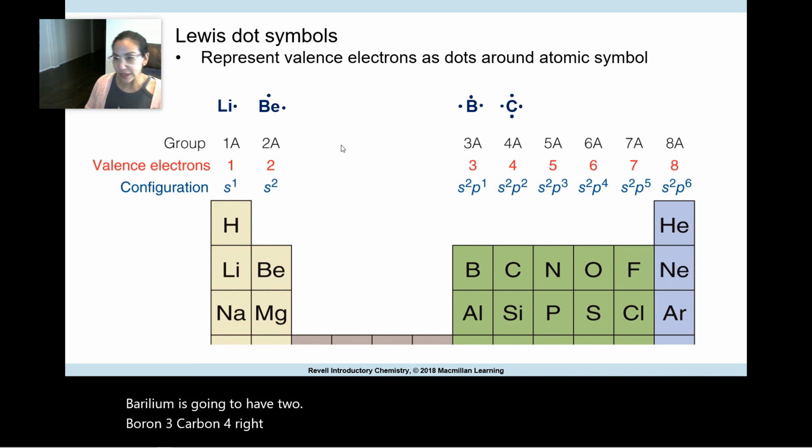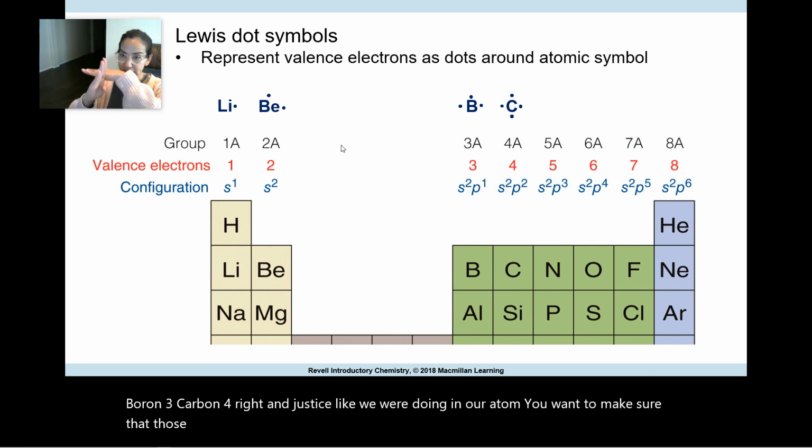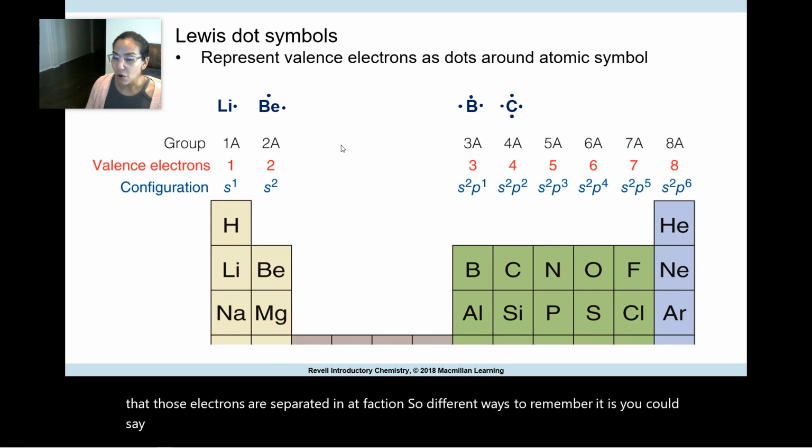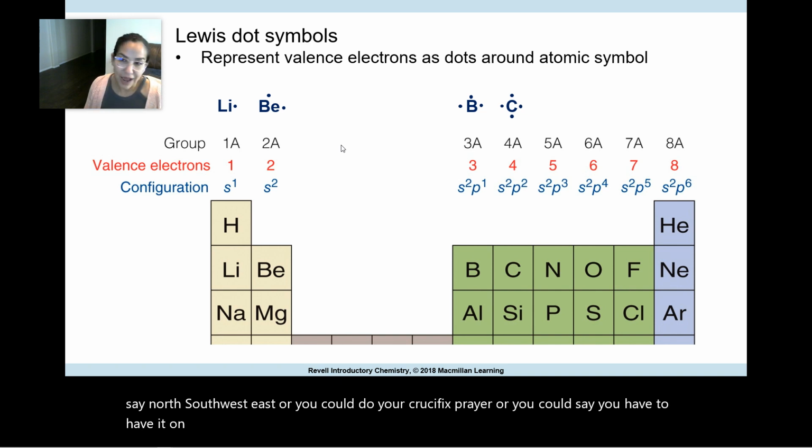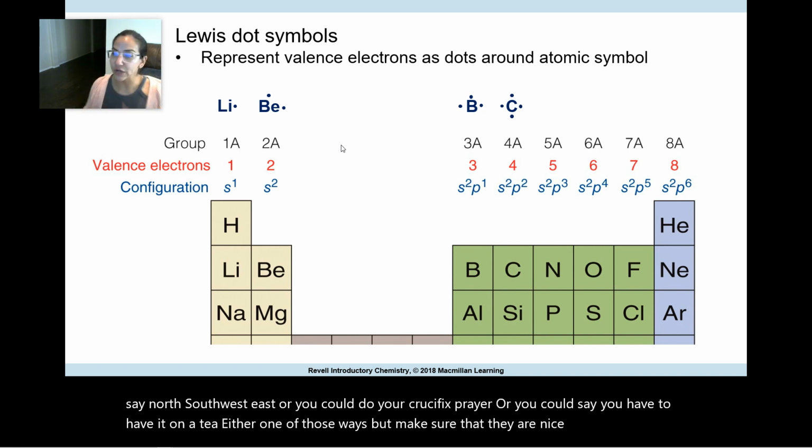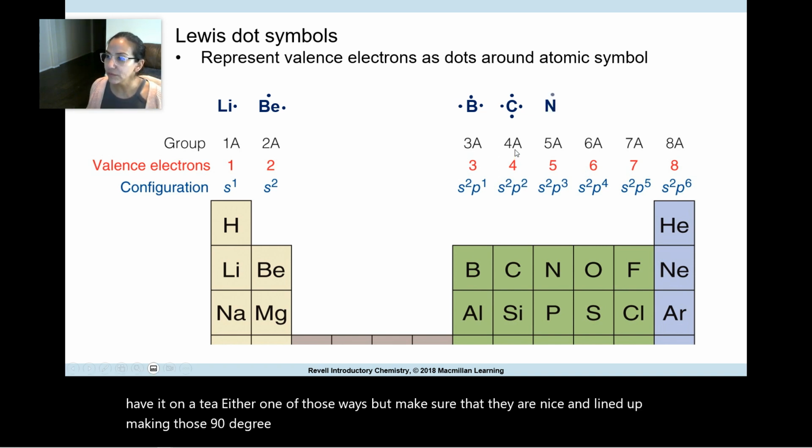And just like we were doing in our atom, you want to make sure that those electrons are separated in a T-like fashion. So different ways to remember it is you could say north, south, west, east, or you could do your crucifix prayer, or you could say you have to have it on a T. Either one of those ways, but make sure that they are nice and lined up, making those 90-degree angles between them. Okay.